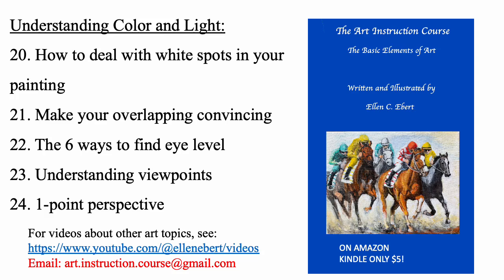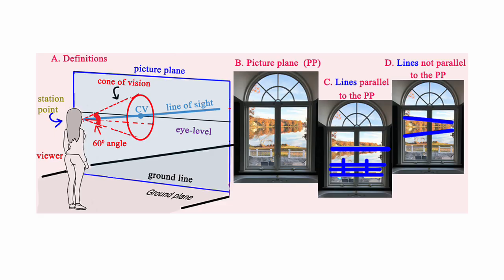In this video, I'm going to discuss one-point perspective, and it's all in the art instruction course on Amazon. The picture plane is a transparent vertical plane between the viewer and the scene beyond. Think of a window as your picture plane.